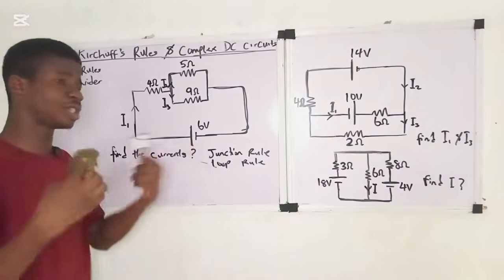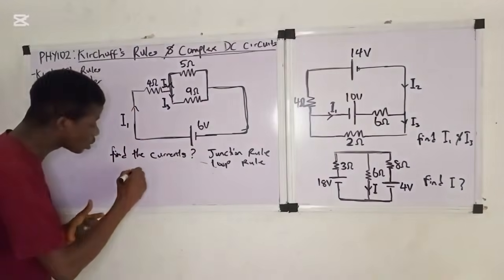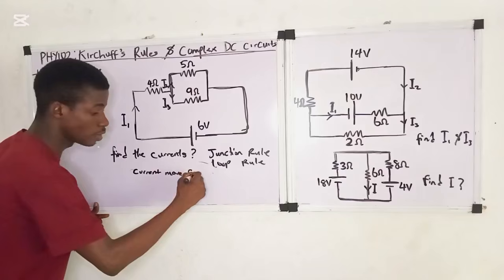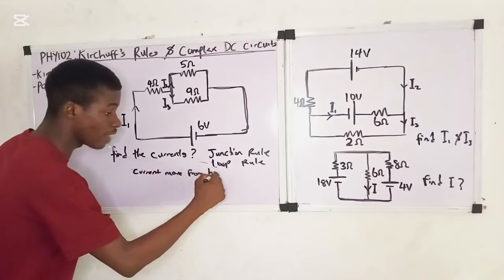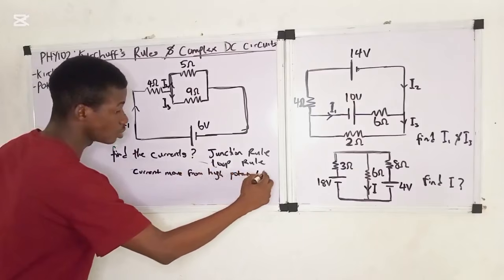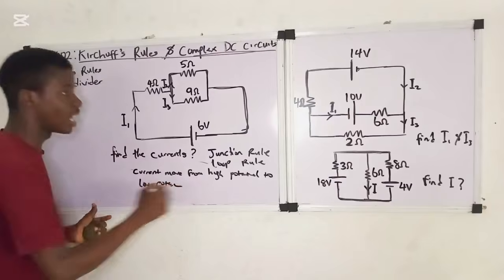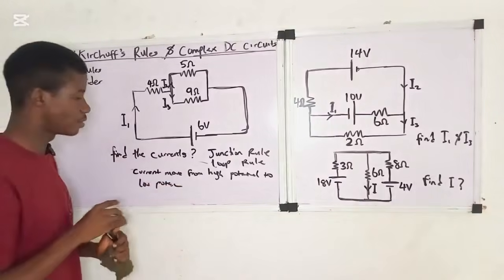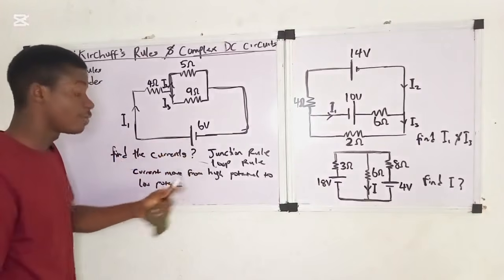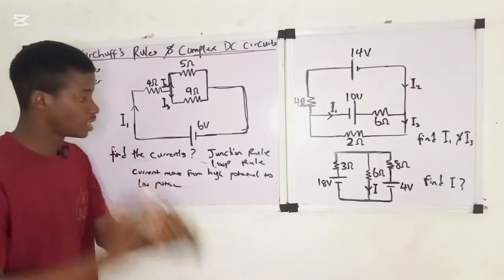Now there are so many things I need to tell you. The very first thing you need to know is that current always moves from a point of higher potential to a point of low potential. Yes, that is very, very important. So current moves from a point of high potential to a point of low potential.